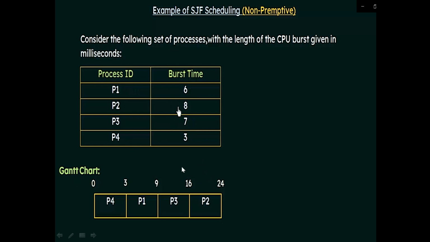And as we can see, the burst time of P3 is 7. So P3 executes from the 9th unit of time to the 16th unit of time. And finally we have P2, which executes for 8 units of time, and all the processes complete after 24 units of time. Okay.